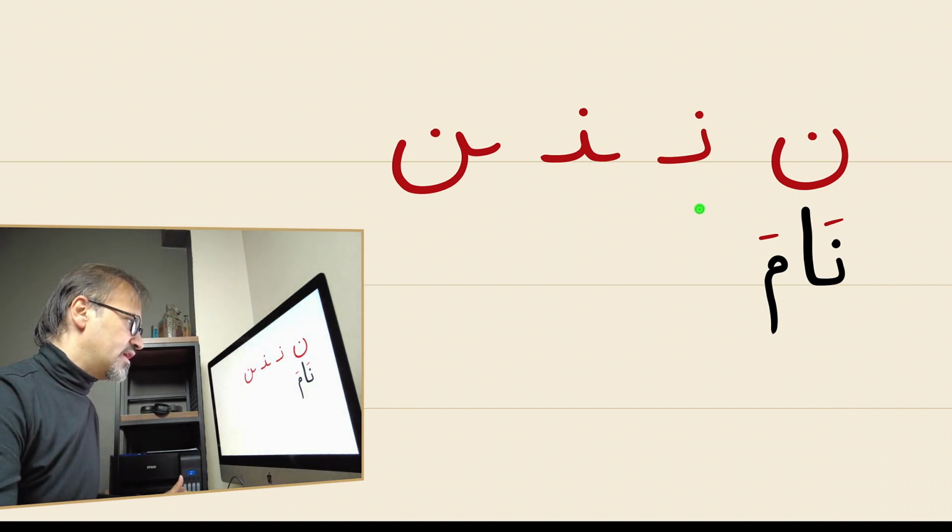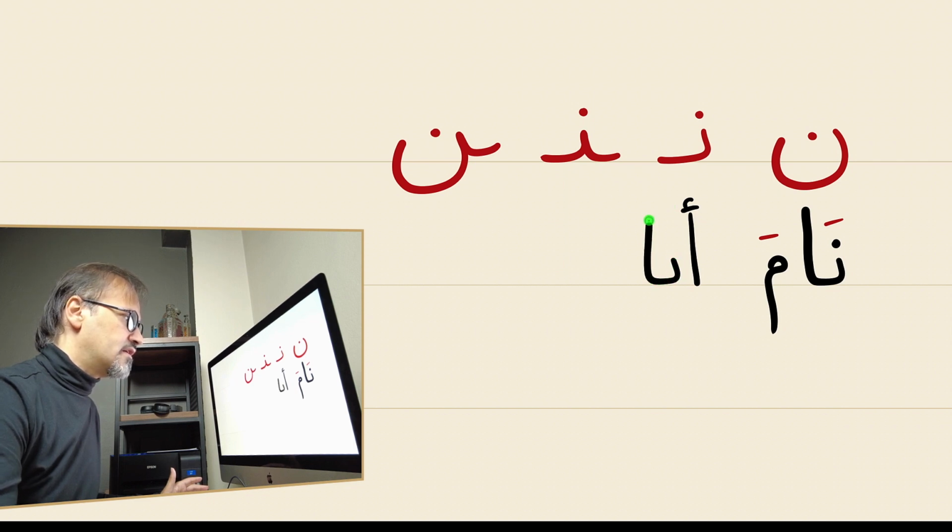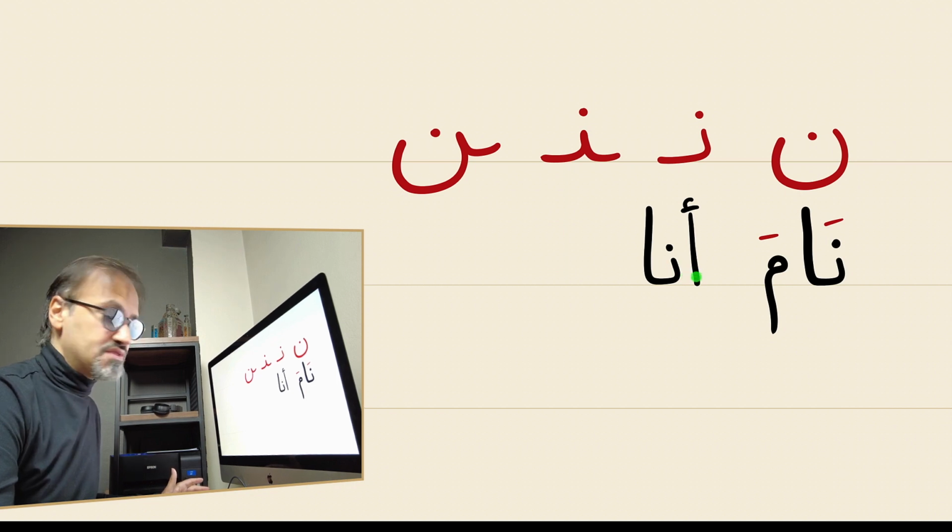Nam. Then we have ana, which means me. It starts with an e. Whenever you hear the beginning is e, it's always an alif, the a, but it has a hamza on top. E, na. There's no connection between the alif and the ne from this side because the alif does not allow any connections from the left-hand side.